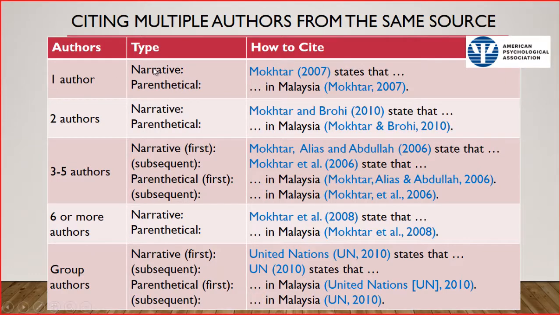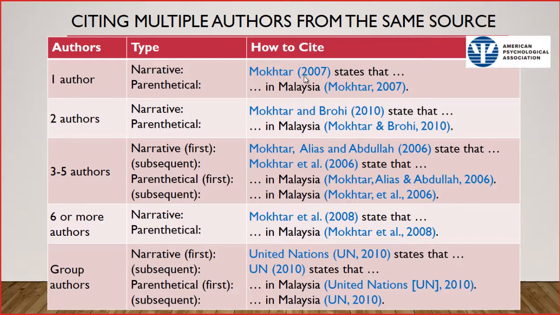For example, you have the first one. There is one author. You have narrative and parenthetical. This is the narrative, this is the parenthetical. For example, in the narrative: Mohtar 2007 states. Why states? Because Mohtar is one person, so this is singular. Or parenthetical: in Malaysia, this is the end of the sentence, Mohtar, 2007, bracket, and the full stop. So this is one author, the examples that you have before.